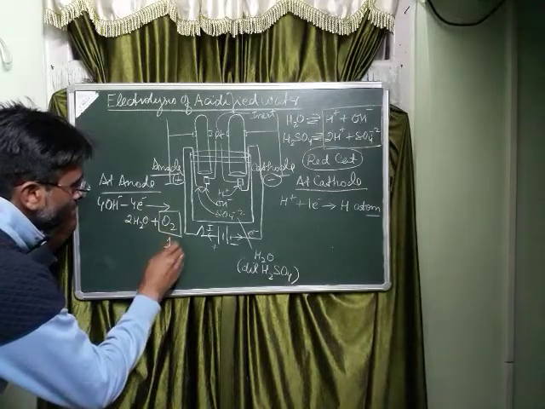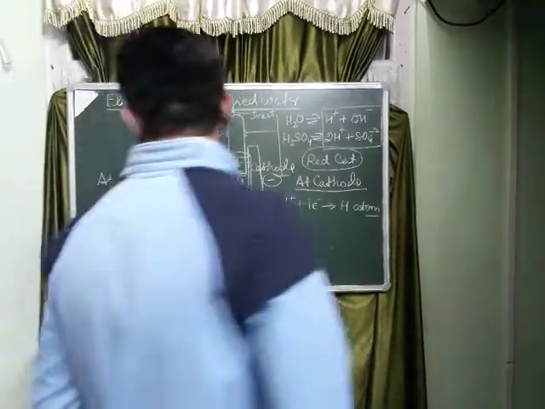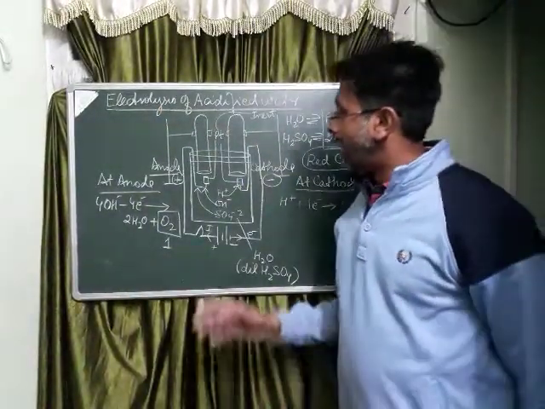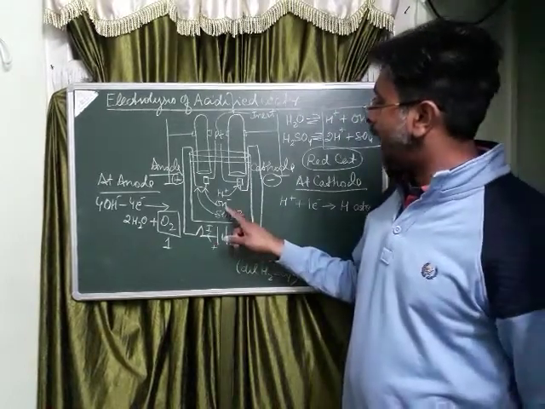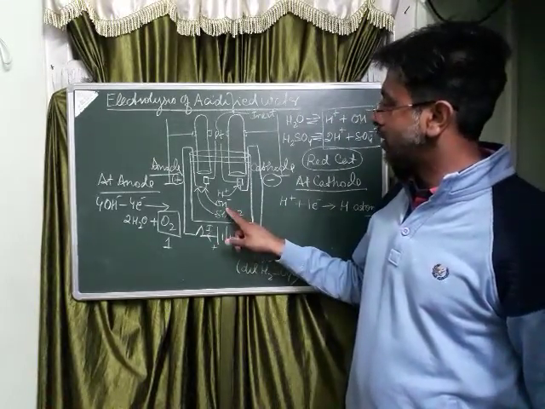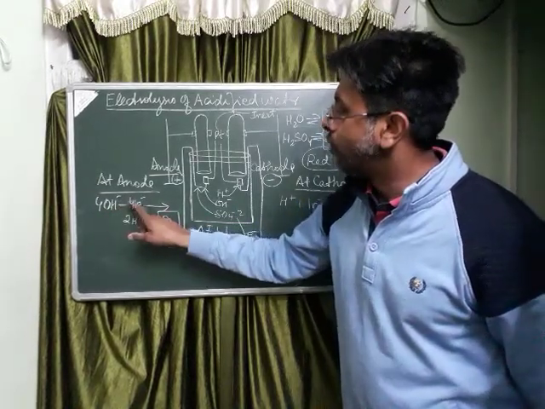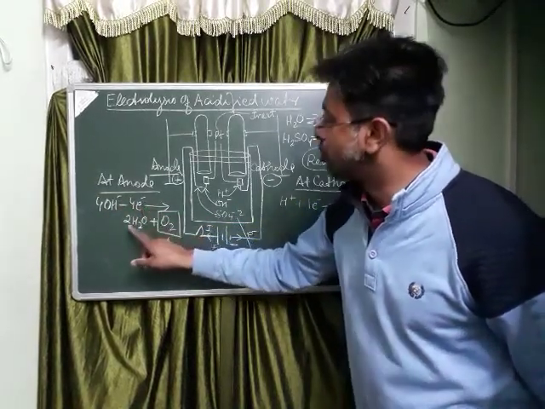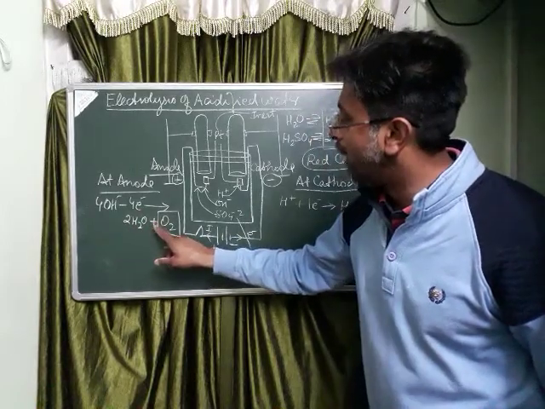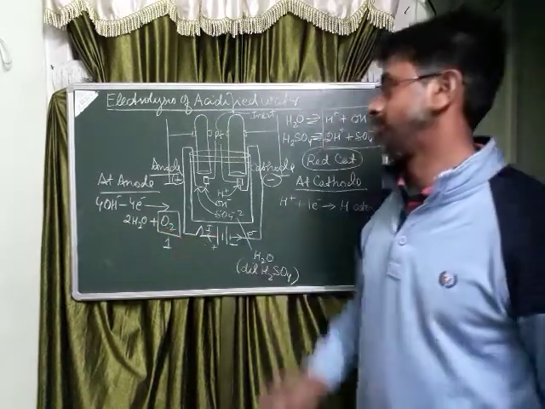This is one oxygen molecule. Now, have a look very carefully over here. I repeat once more. Whenever hydroxyl ion discharges, we must take 4 hydroxyl ions losing 4 electrons to produce 2 water molecules and 1 oxygen gas molecule.